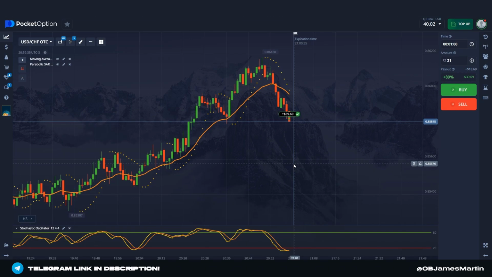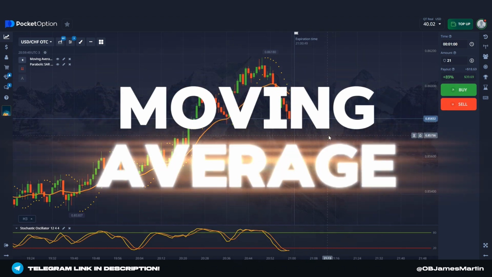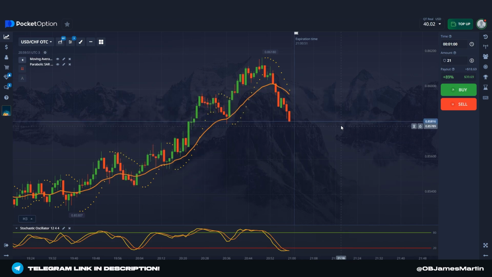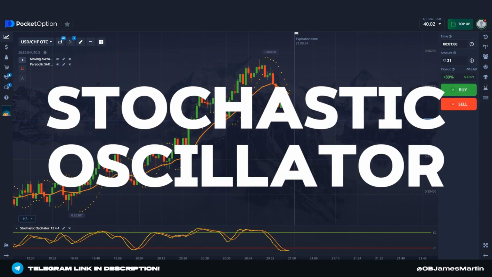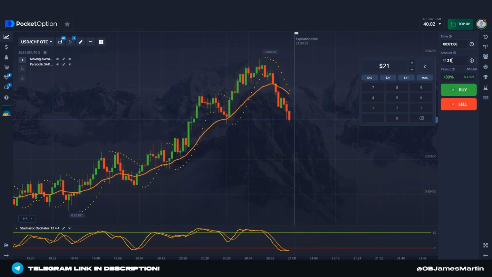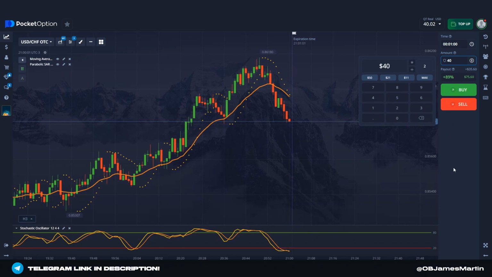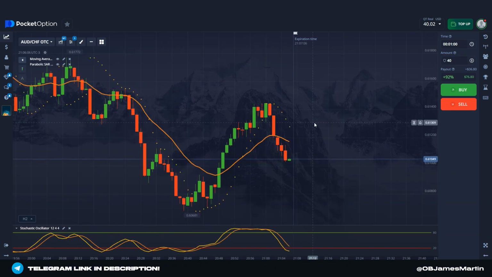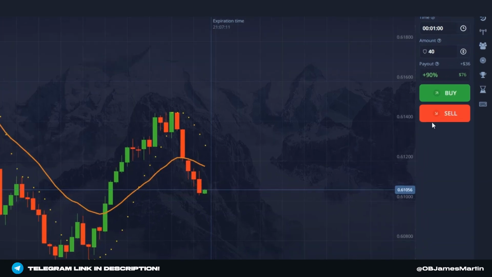Okay guys, look at this. It's a very good example. And this is another profitable trade. So don't forget to check the pair, the moving average, the candle crossing the line, and the stochastic oscillator. And now look at my balance, $4, and that's what we're going to use for the next one. Okay guys, I'm still trading and I want to give you some more tips that are in the instructions.